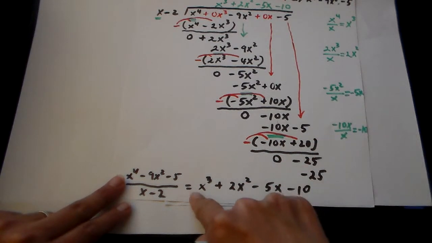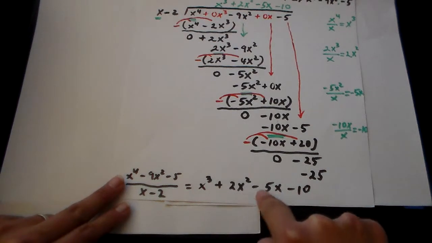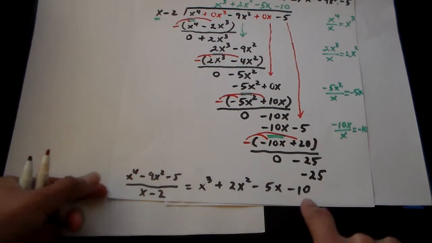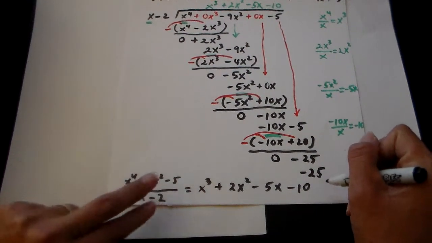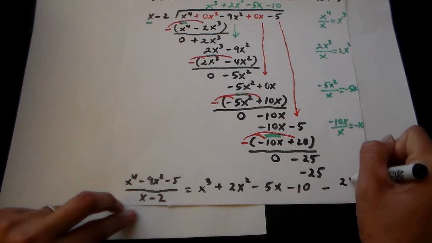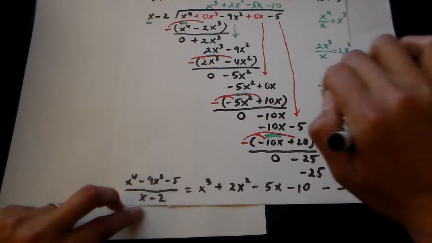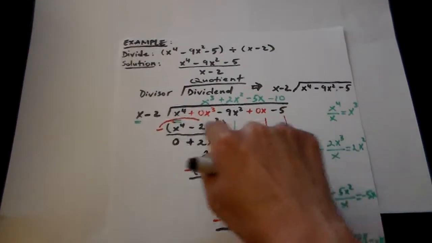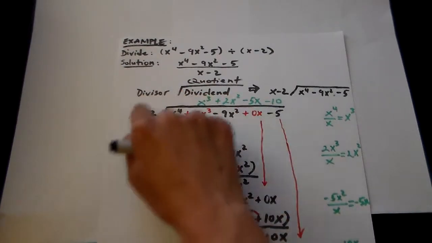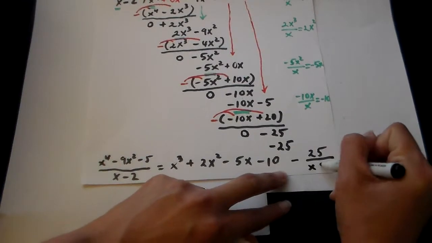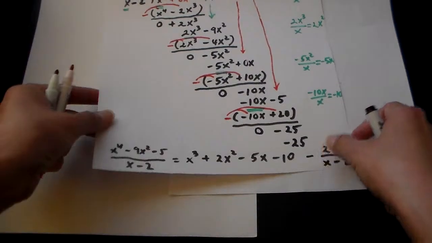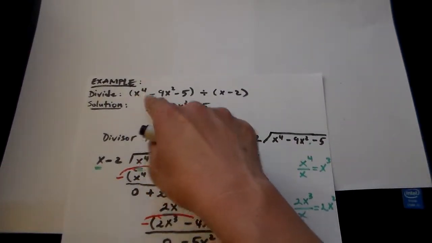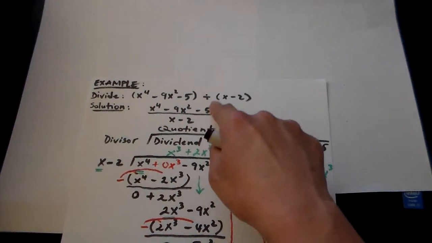Let me double check, make sure I got it right. X to the third plus 2x squared minus 5x minus 10. Don't forget we have a remainder, which is here, negative 25. So you put negative 25 divided by the divisor. The divisor is here to the left of the front of the bracket, which is x minus 2, or the denominator. So x minus 2 goes here, under the remainder. So this is how you divide x to the fourth minus 9x squared minus 5 divided by x minus 2.